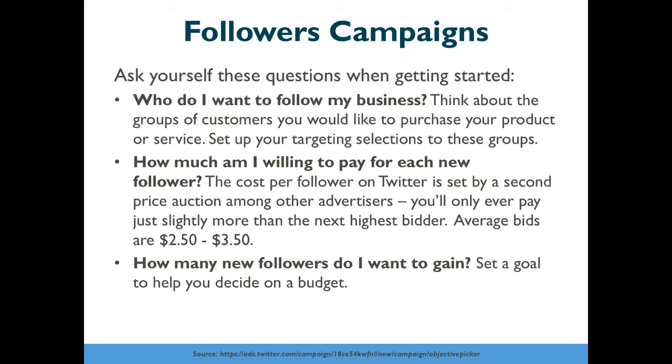And then ask yourself how much you're willing to pay for each follower. What is the value of a new follower on Twitter in terms of, will they ultimately become a customer and spend a certain amount of money? How much are you willing to pay for them? The cost per follower is set by a second price auction among other advertisers. So you'll only ever pay just slightly more than the next highest bidder. And the average bids are around $2.50 to $3.50 per follower. And then ask yourself, how many followers do you want to gain? Set a goal to help you decide on how much you're willing to spend.